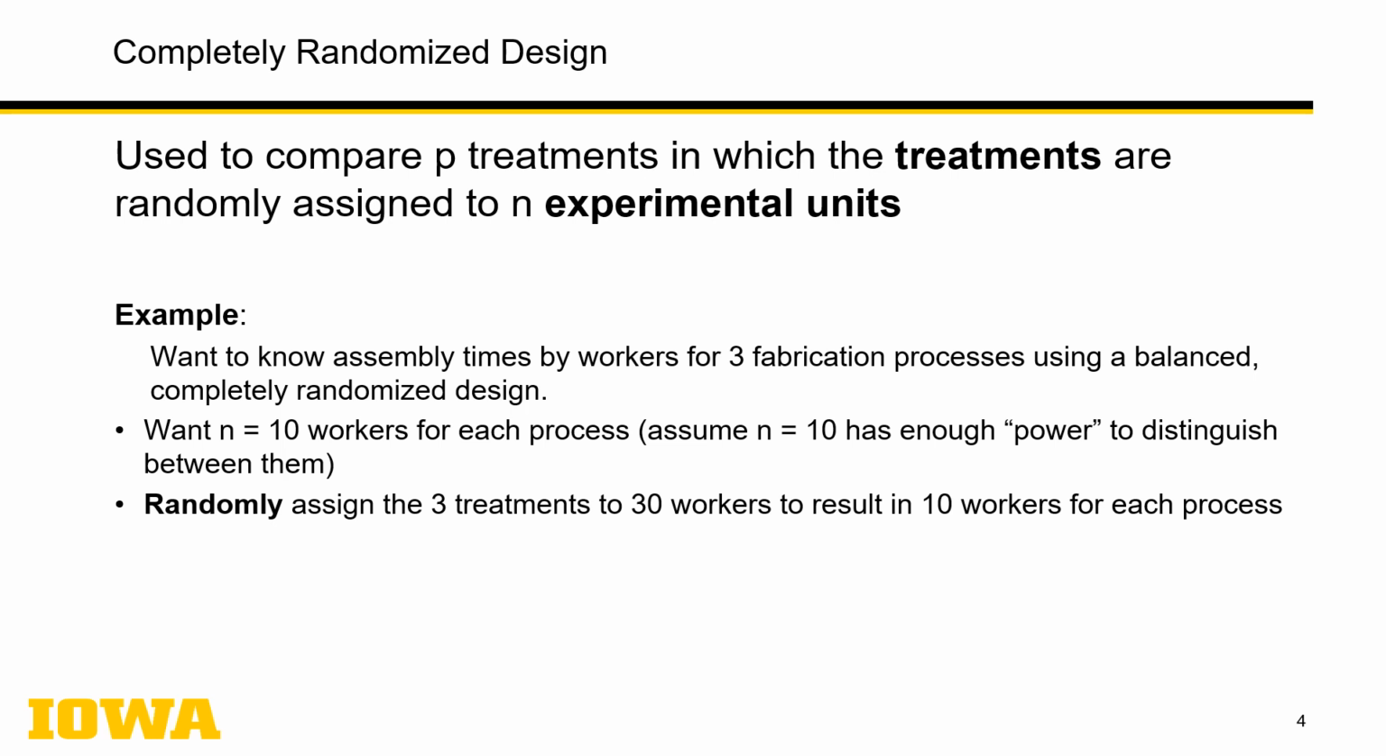Fabrication type number 1, fabrication type number 2, fabrication type number 3. So that's why there's 3 treatments. Treatments equals the levels. And we want to randomly assign the 30 workers to result in 10 workers for each process. Okay, how are we going to go about doing that?